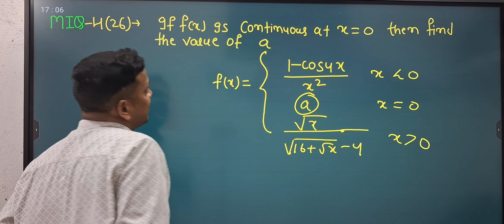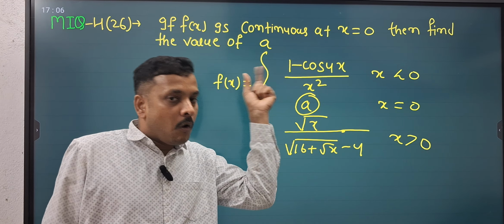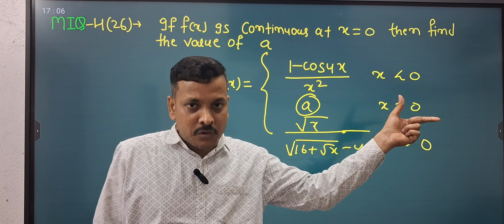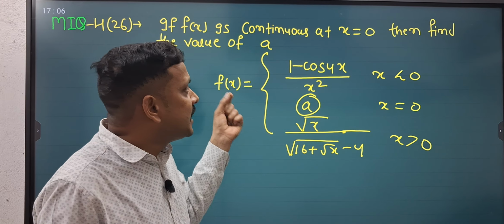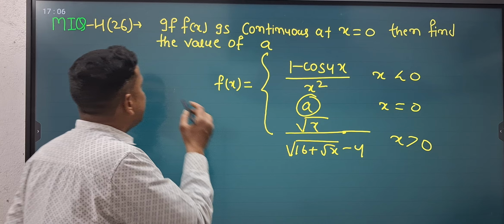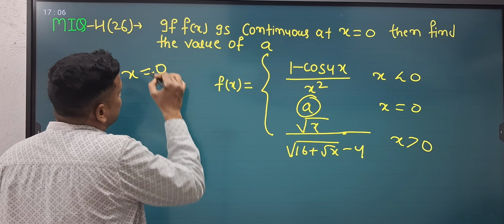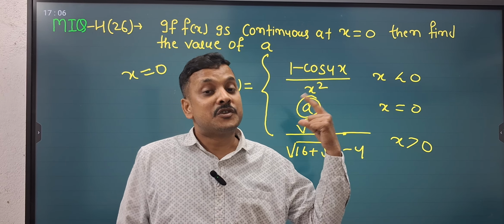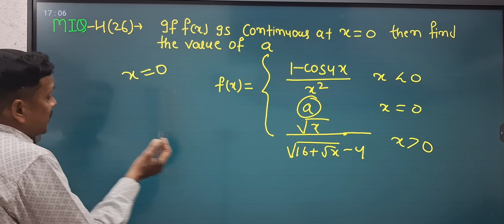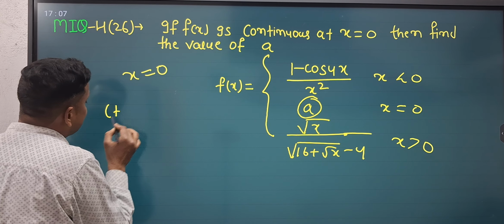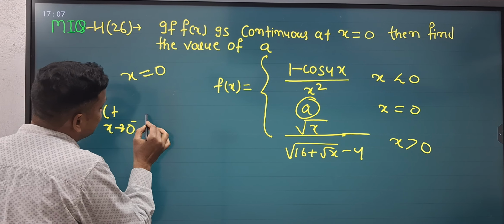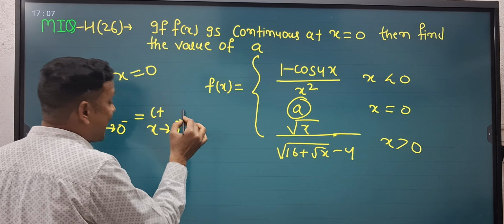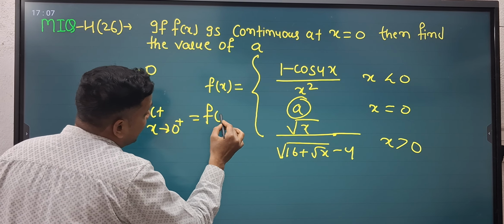I have to find the value of a, and they already told us that f(x) is continuous at x equals 0. If any function is continuous at any particular point like x equals 0, that means LHL limit equals RHL limit equals functional value. We know that. So here we will find the limit x tends to 0 minus, that means LHL limit, equals the limit x tends to 0 plus, that means RHL limit, equals functional value.